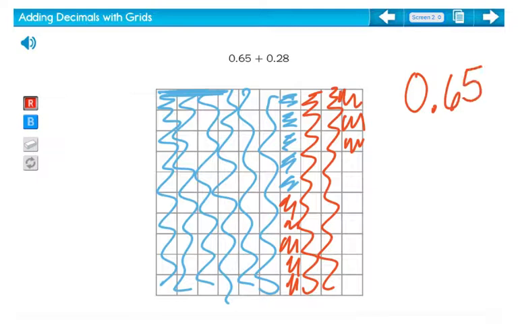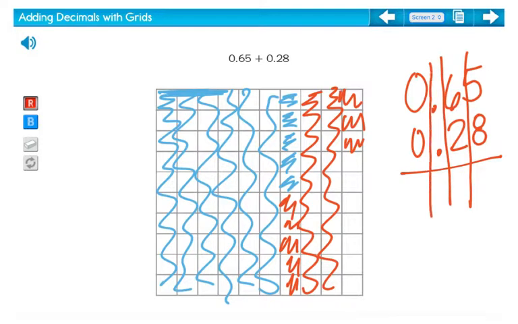Otherwise, I can line up the decimal points so that the hundredths line up with the hundredths, the tenths with the tenths, and the decimal lines up. I just add 8 plus 5 is 13. Here in my 1, 1 plus 6 is 7, plus 2 is 9. 93 hundredths.